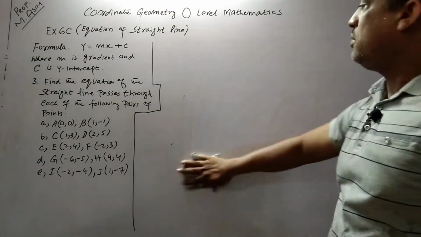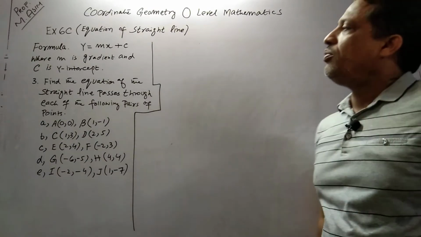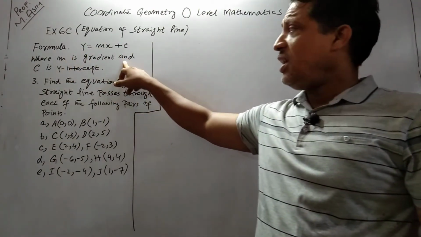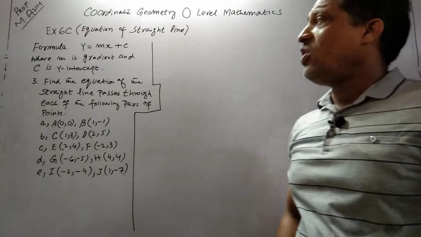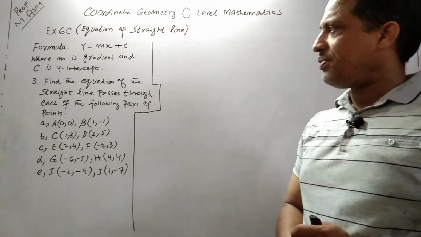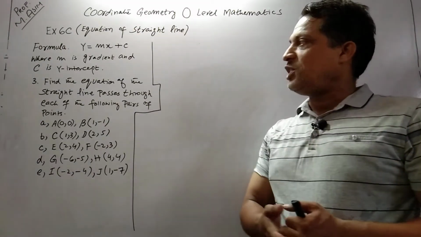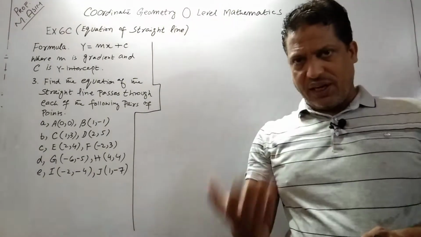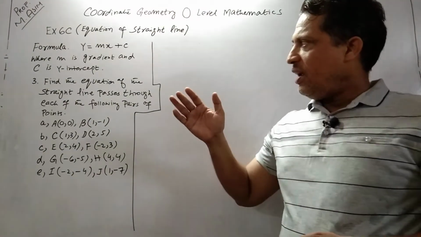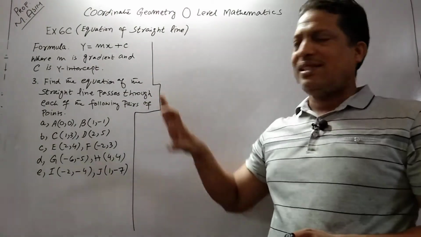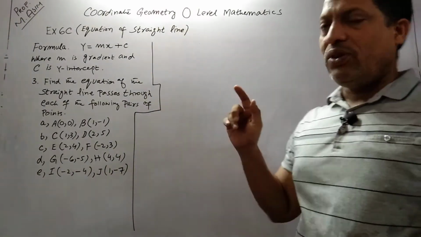Now come to the formula. y equals mx plus c, where m is the gradient and c is the y-intercept. I hope you understand the meaning of y-intercept. Now students, I am starting exercise 6c from question number 3. I will do questions 1 and 2 after a few questions of exercise 6c. So first have a look at question number 3.